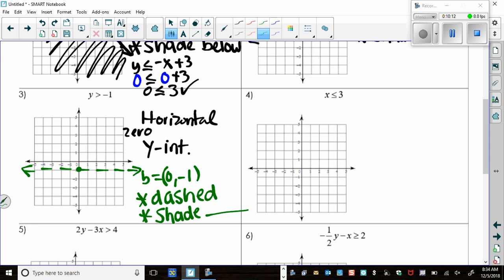Now, back to the inequality. Notice how many times I go back here. You have to go back to the original equation just to make sure that you're figuring out the right parts. So this right here is a greater than sign. So that means I'm going to be shading above. So if you take this -1 into account, any number that's greater than -1 are all the numbers that fall above it. So this is where I'm going to be shading.